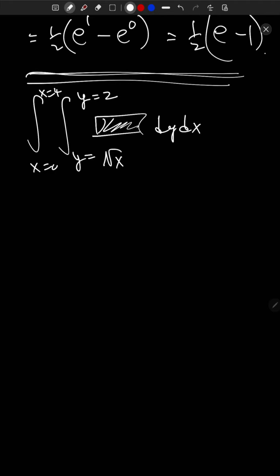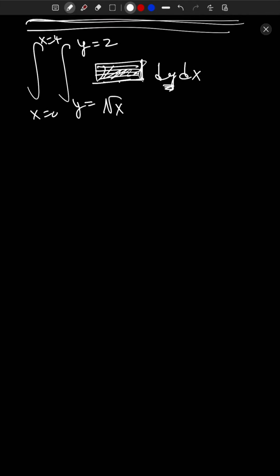For whatever reason, maybe this function in here looks terrible in terms of integrating with respect to dy. So I want to try it the other way, integrating with respect to dx first. So if I wanted to do that, I want to draw the region. Right now I'm integrating with respect to dy first, so they're vertical lines, and the vertical lines are going to range from 0 to 4. So x equals 0, x equals 4. My vertical lines are going to live between here and here.